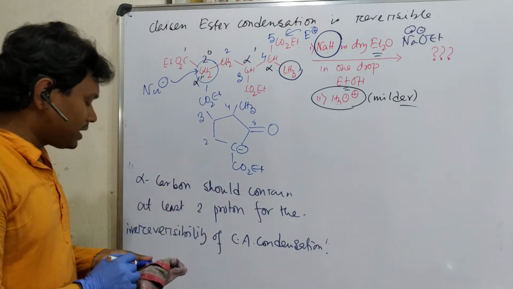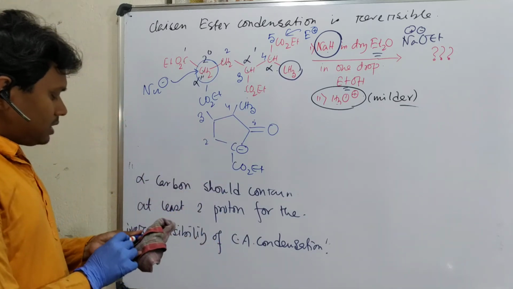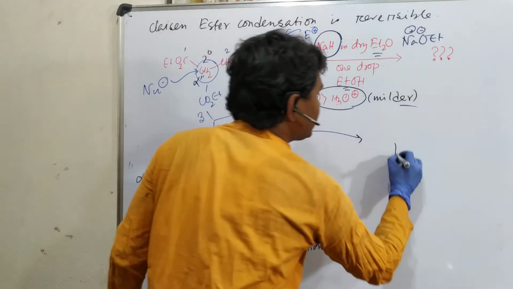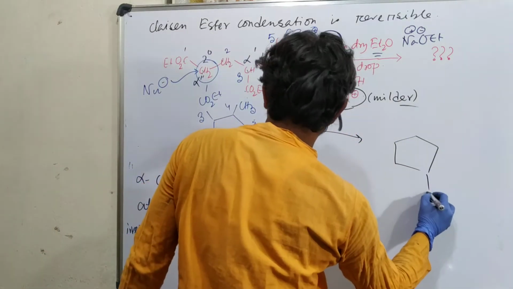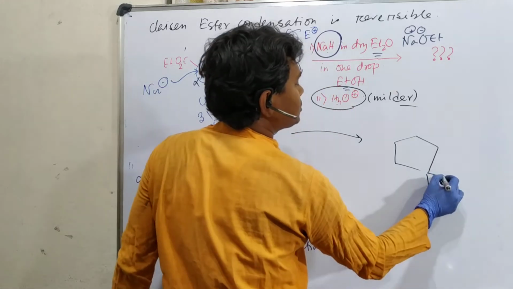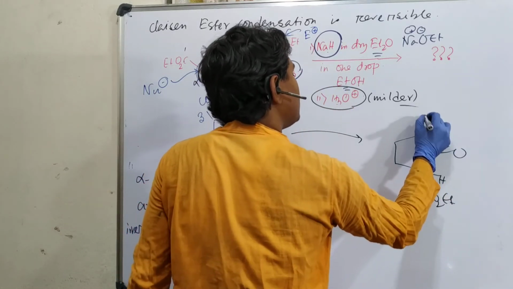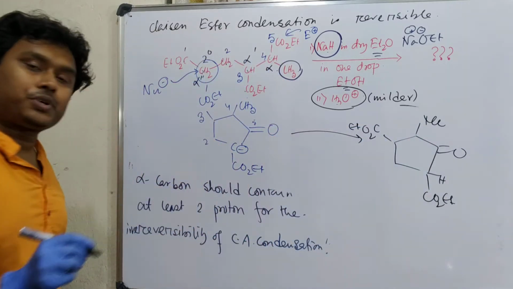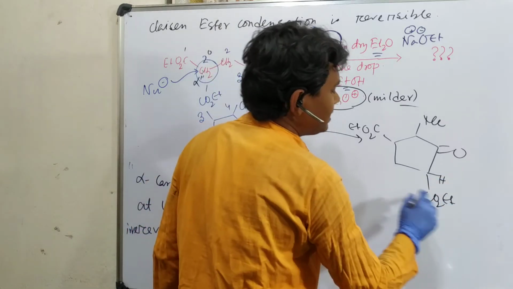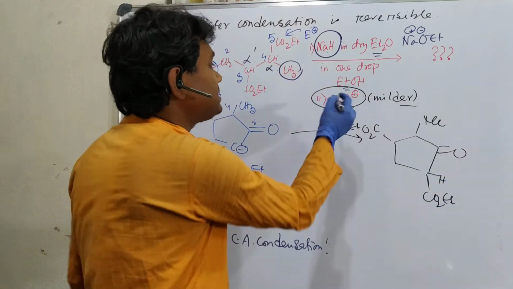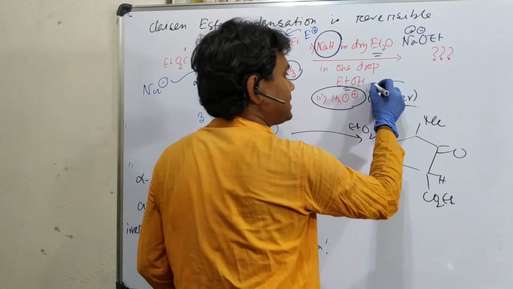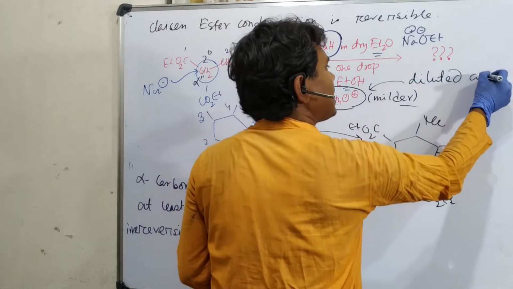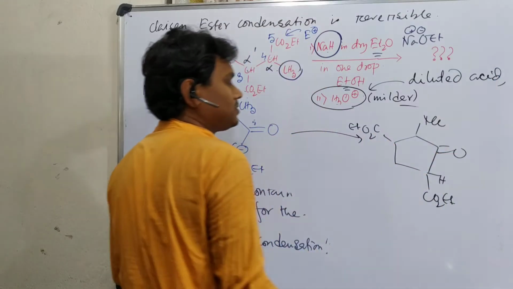In the next step, what is expected? Because of this H3O plus, this carbanion will be quenched using a proton. Everything will remain the same. So this is our product. Now, one option I have given, that hydrolysis of this ester is not that easy. This is a milder, diluted acid, so further hydrolysis will not occur. So this is the product.